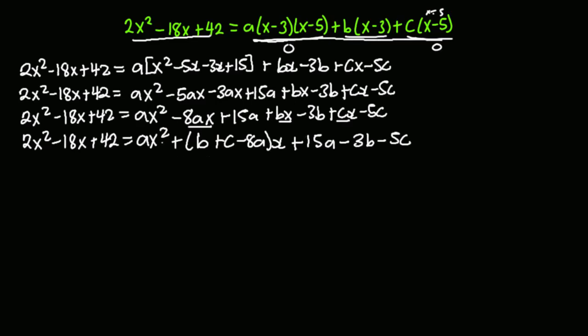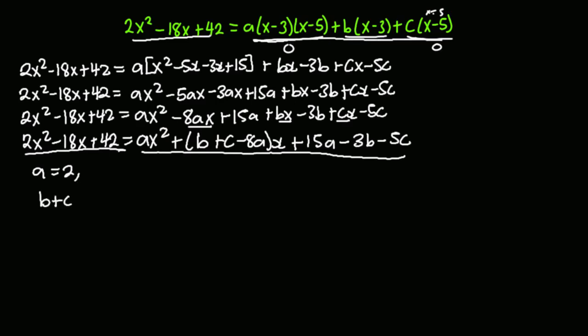Now by comparison, you realize that this whole thing, the right hand side, is also a quadratic equation, and this is also a quadratic equation. So by this we can say that the coefficient of x squared at the right hand side should be equal to the coefficient of x squared at the left hand side. So by this we can say that a is equal to 2. Then we can say that the coefficient of x at the right hand side should also be equal to the coefficient of x at the left hand side.